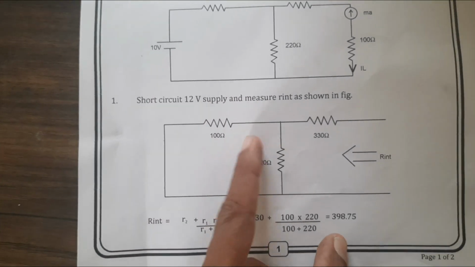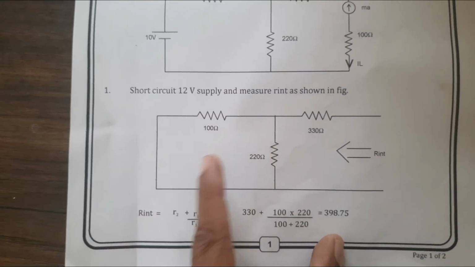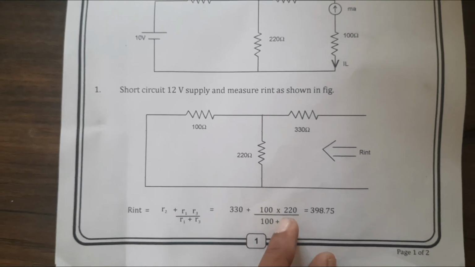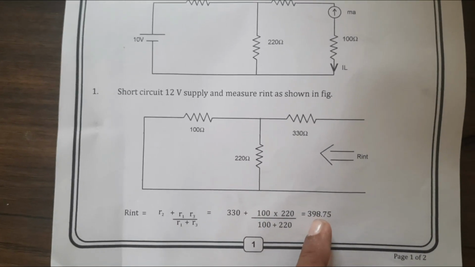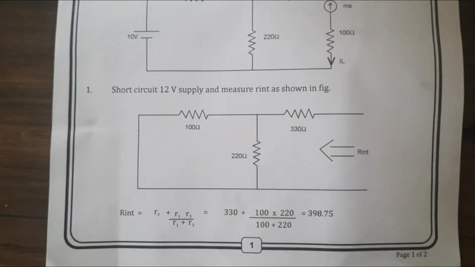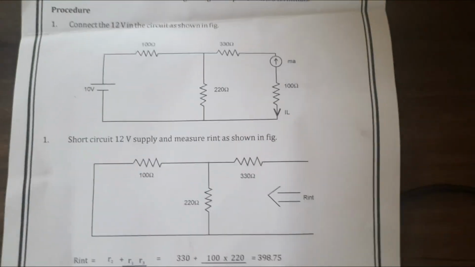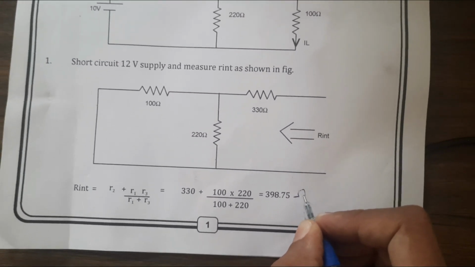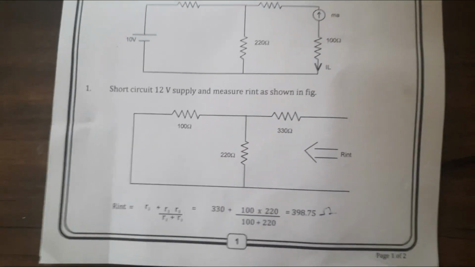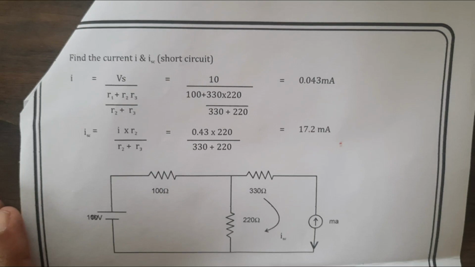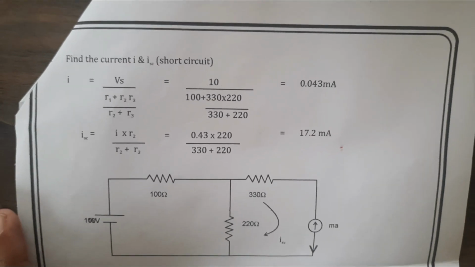The values are given in this diagram. Substitute the values of resistances R1, R2, R3, and you will get the internal resistance, that is the Norton resistance. It is about 398.75 ohm. Next is to find out the Norton short circuit current.